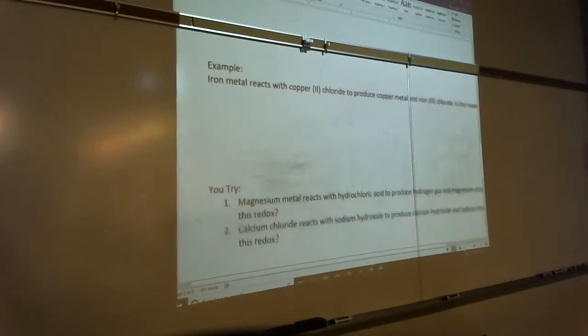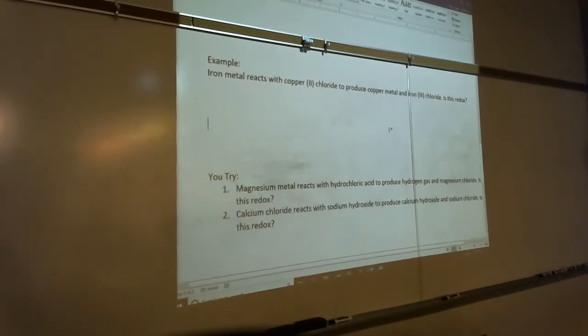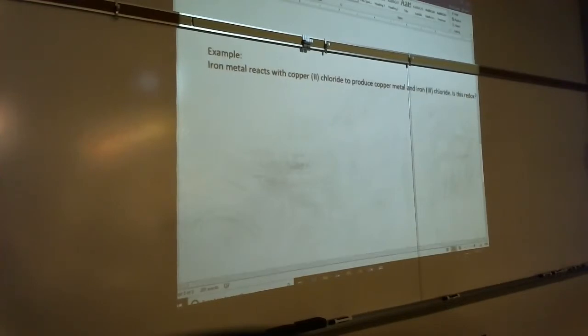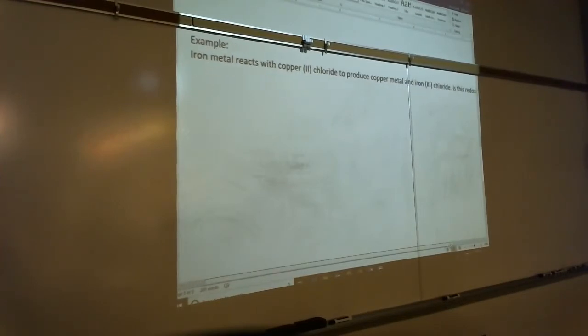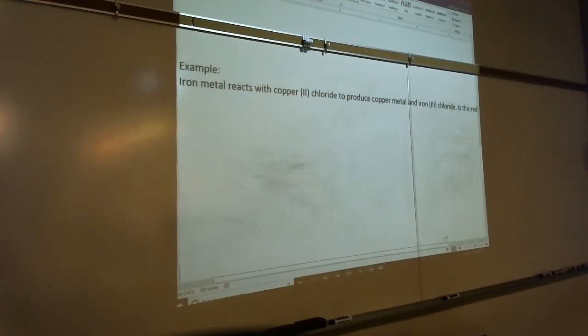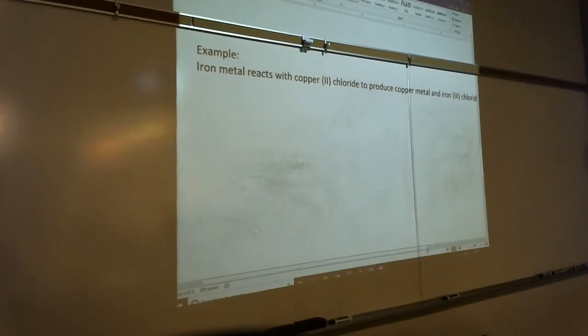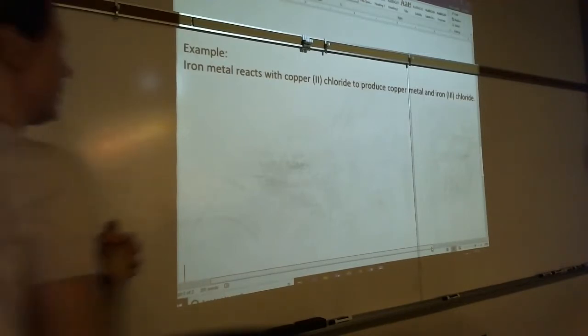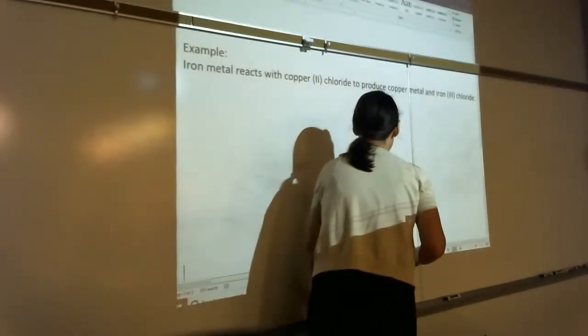Here's an example. I'll zoom in a little bit more. Iron metal reacts with copper(II) chloride to produce copper metal and iron(III) chloride. Technically, I wouldn't even need to tell you the products of that reaction, because this is just a single displacement reaction. You could do this. I don't need to tell you the products, but I just happen to here.